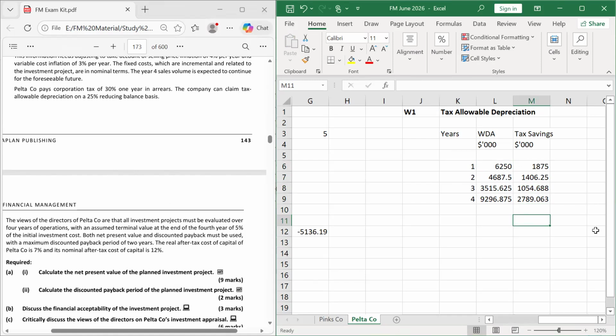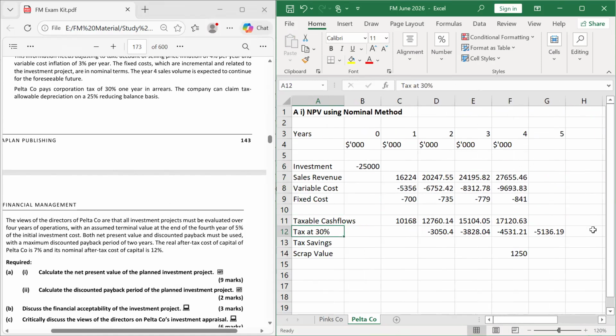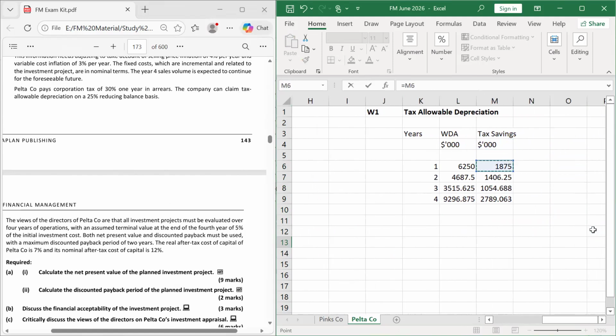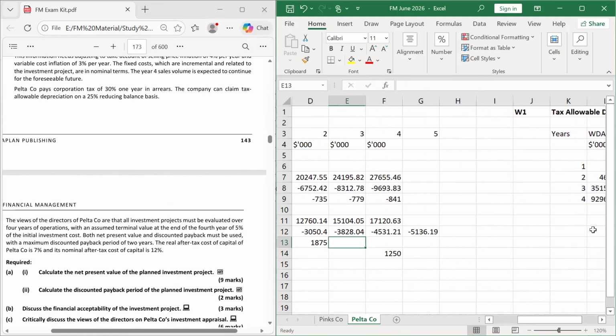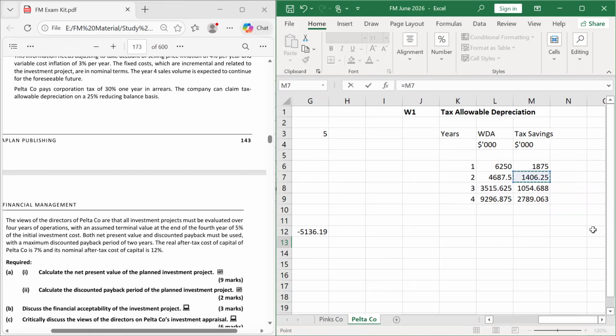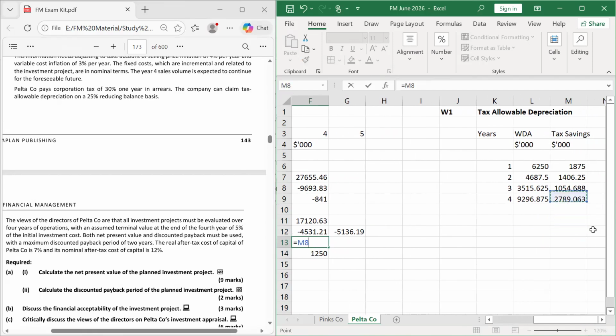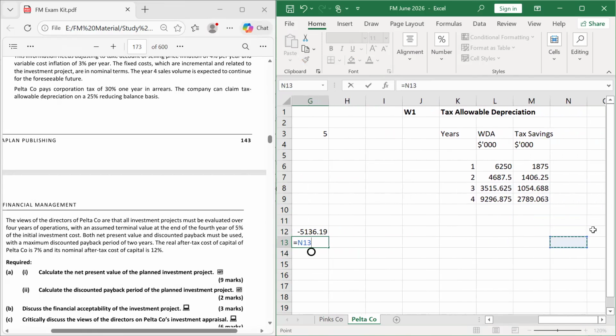Now let's put these figures in the format. Because the tax payment is in arrears, the tax savings will also be shown accordingly. So year one's tax saving you have to show in year two. Look, I'm taking year one savings, but I'm showing them in year two. Similarly, year two savings you have to show in year three, year three savings you have to show in year four, and year four savings you have to show in year five.